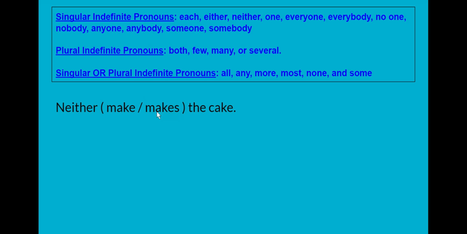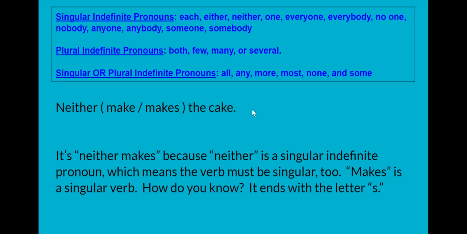So neither makes the cake. So it's neither makes because neither is singular and the verb needs to be singular. And we know that makes is a singular verb because it ends with the letter S. So neither makes the cake.